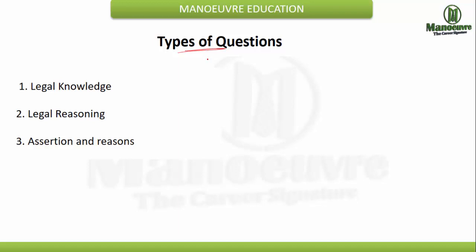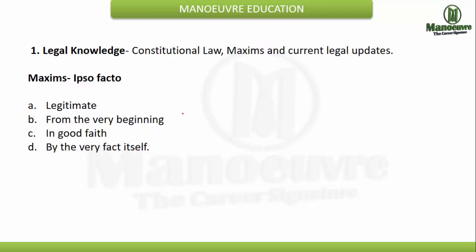This particular session is only about the types of questions which will make you very much sorted in your preparations. Legal knowledge is nothing but the constitution, maxims and all; then legal reasoning, and assertion and reasons. All these three types of questions I'll discuss with you now with proper examples. Guys, legal knowledge, as I told you, is a part of your legal aptitude section, where the questions will be based on constitutional law, maxims and current legal updates.